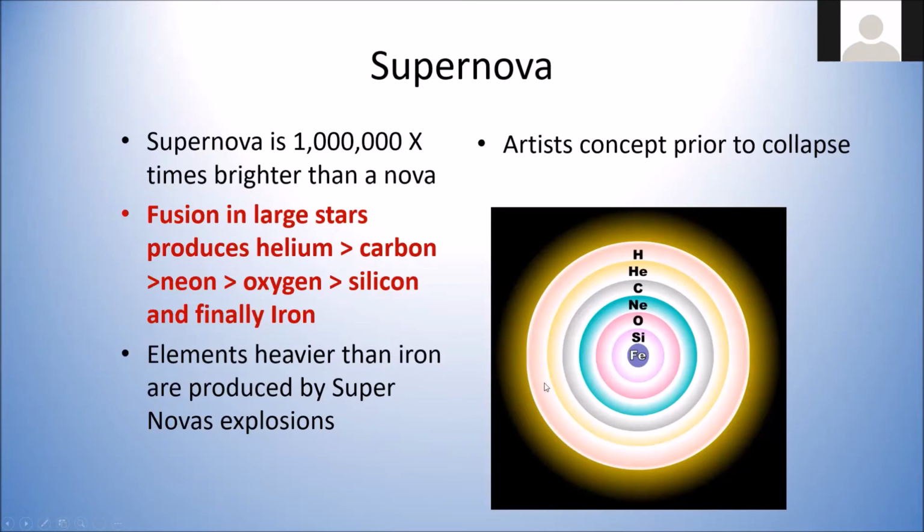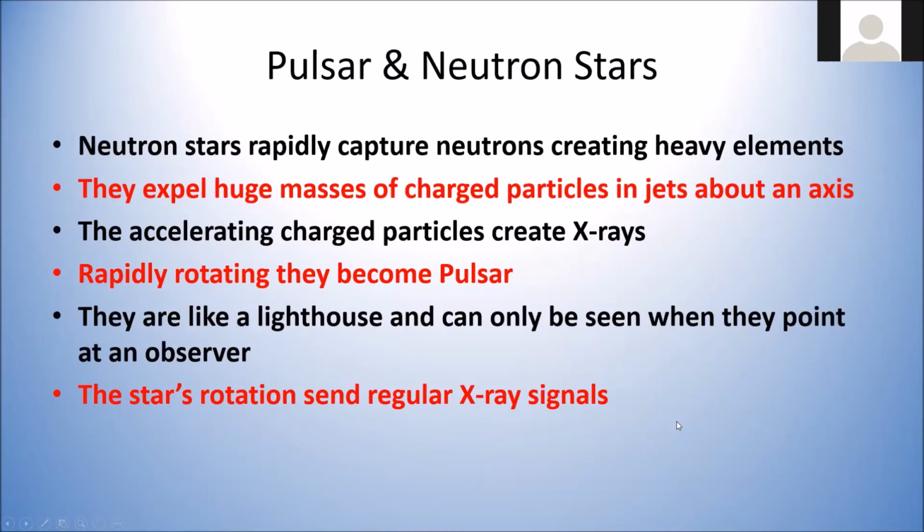All the most common elements that we know of on Earth came about this way. This is how they were formed. The heavier elements that are on the periodic table were formed by a supernova explosion when the higher energies are available to even create more elements in our periodic table. Then there are two other stars which are related, pulsars and neutron stars.